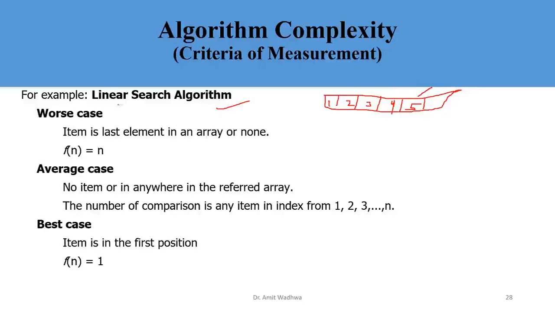So what will be the running time that we have to calculate in case of worst case scenario, average case scenario and best case scenario? For this algorithm to complete the search, in which I have to search one element, that is 5, how much time will it take?